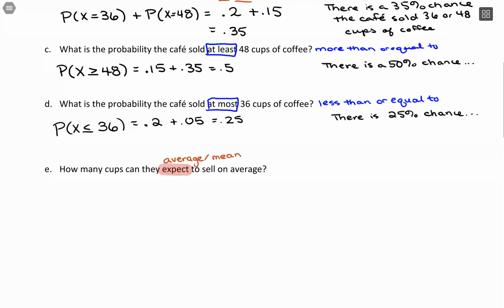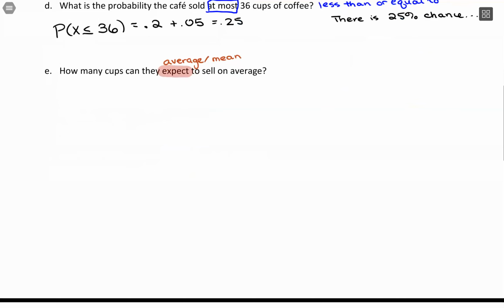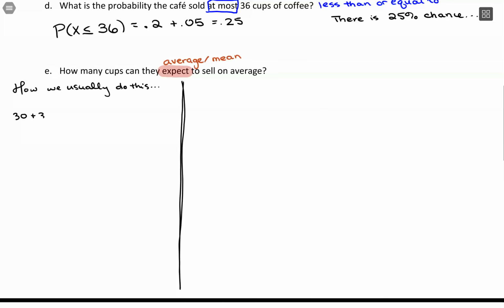So I want to do a quick comparison of how we would usually calculate mean. If I told you this cafe could sell these certain numbers of cups of coffee in a day, and I wanted you to average them, how we would usually do that is add them up and divide by how many there are. So we would take 30 plus 36 plus 42 plus 48 plus 60 and then divide by 5.